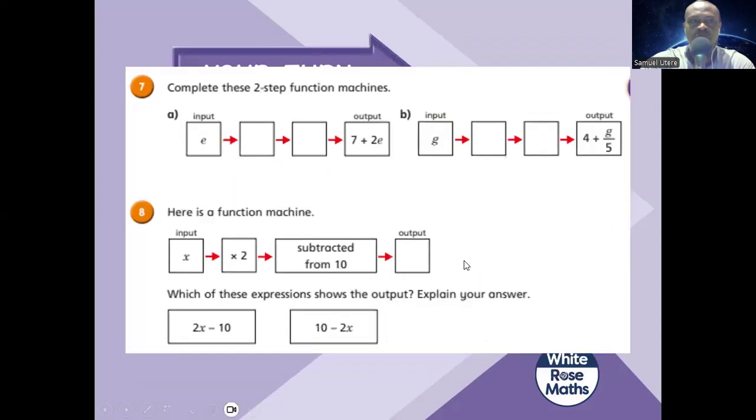Here is question 7 and 8. Pause the video and try to answer this in 3 minutes. Assuming you've done that, here are the answers.